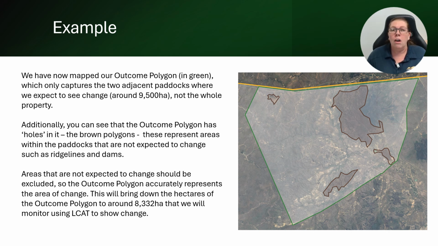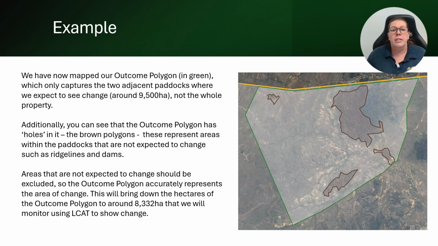They're things like high ridge lines and dams. As they won't be changed and they won't be monitored, we don't need to include them in our outcome polygon. So once we've taken these areas out, the remaining area is an accurate representation of the area where we'll be creating change and monitoring for that change. If we hadn't removed those areas, we'd be claiming over 1,000 hectares of condition change that didn't happen.